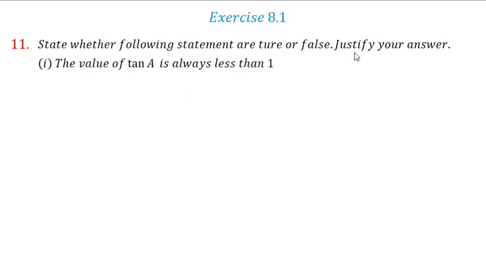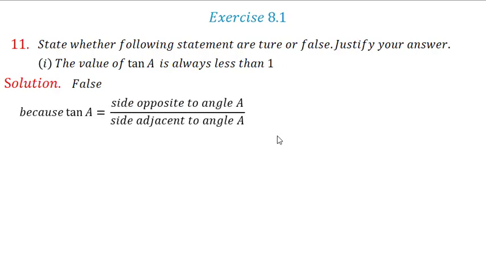11th problem is: state whether the following statements are true or false, justify your answer. The value of tan A is always less than 1. Tan A, so what is tan A? Tan A is opposite upon adjacent. So if the opposite side is more than the adjacent side, then tan A will be greater than 1, and hence I will say that this statement is false, right?